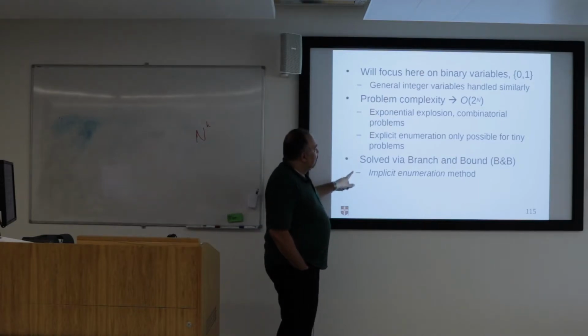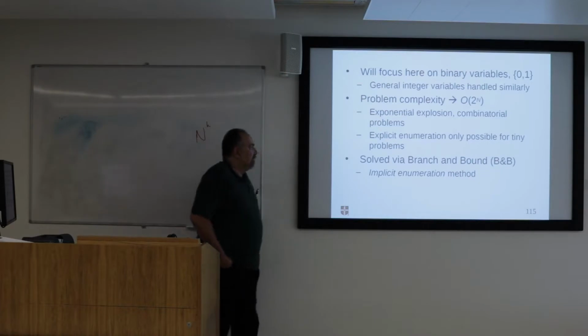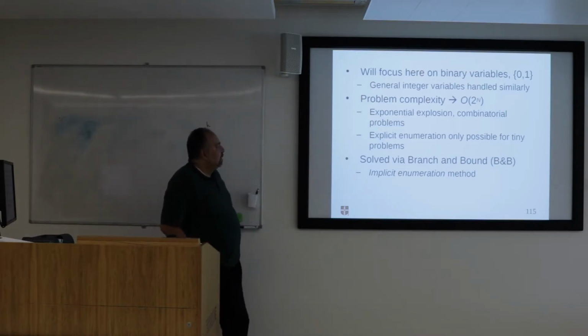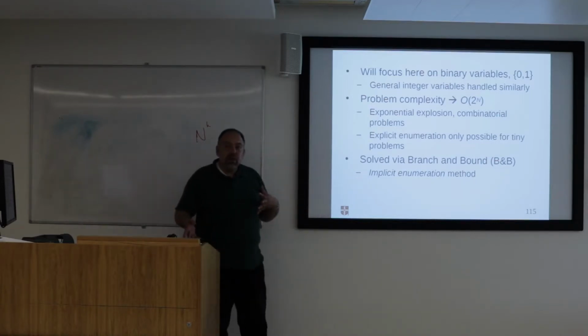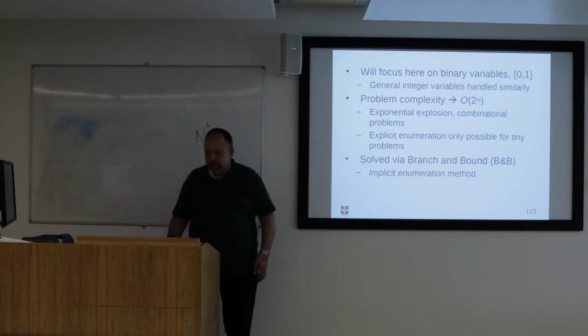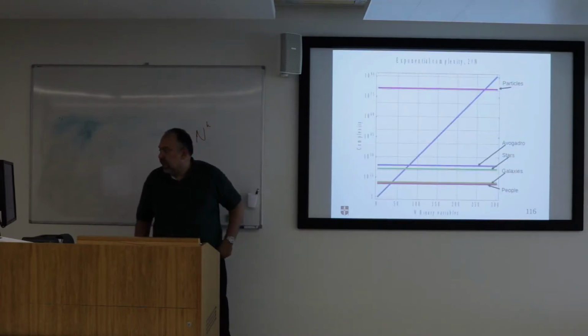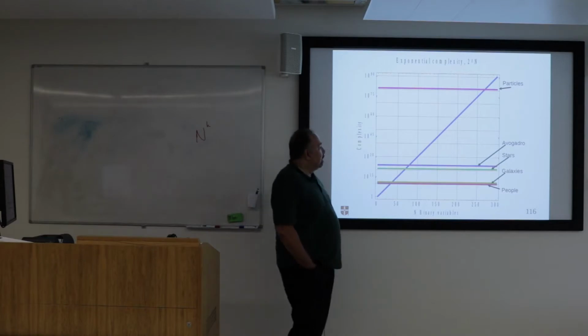And how it's solved is typically by a branch and bound type of algorithms or branch and cut. And they're effectively implicit enumeration methods. They enumerate something, but they can discard parts of your solution space based on some properties, which we will see in the next example.